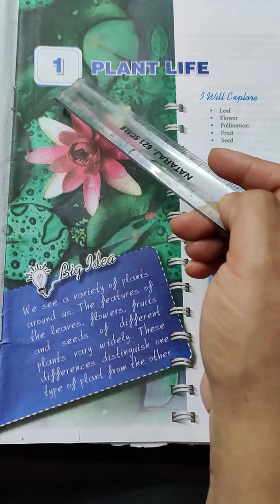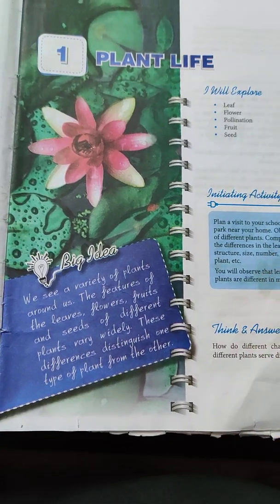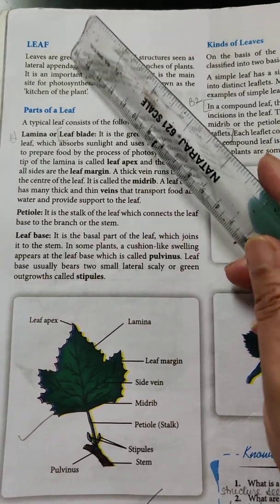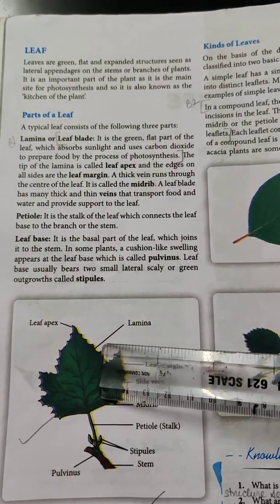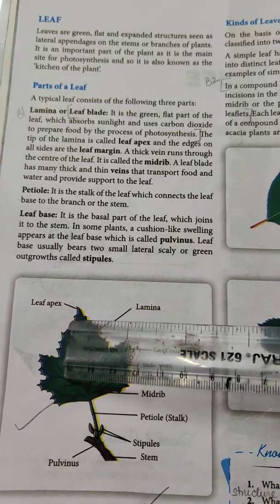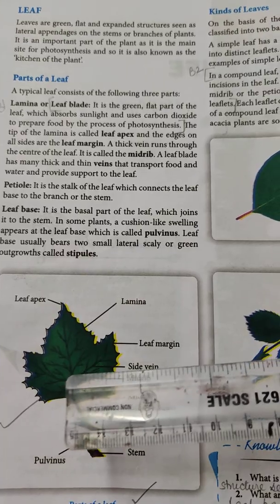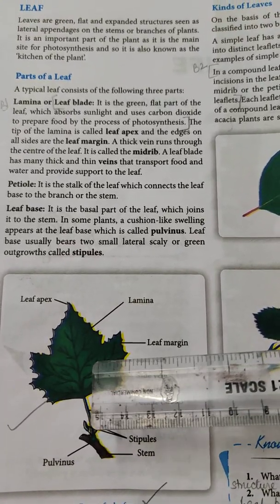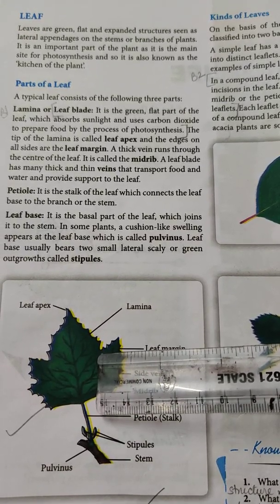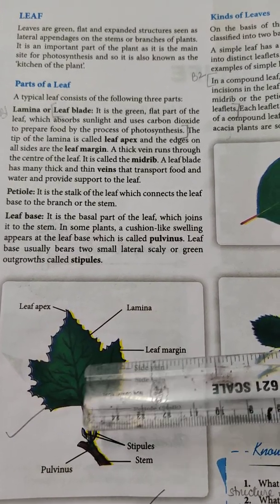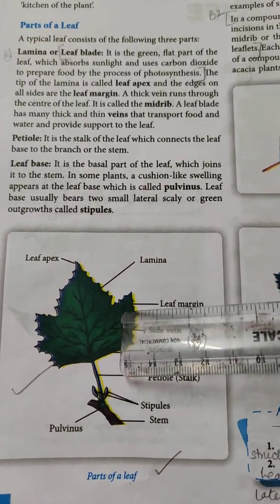Hello students, today I will explain to you the first chapter of biology, plant life. We will begin with the topic leaf. Leaves are flat and expanded structures which are seen as lateral appendages growing on the stem or branches of the plants. Leaves are considered the most important part of the plant because they produce food for the plant by the process of photosynthesis. That is the reason why a leaf is also known as the kitchen of the plant.